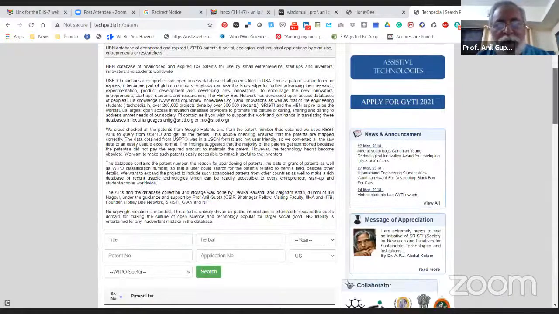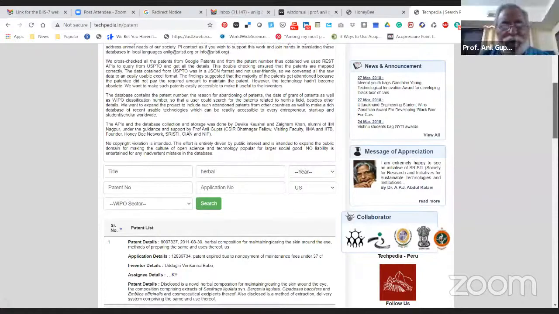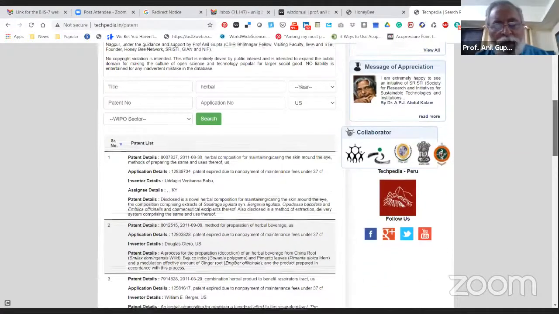Devika and Zaigam, two students from IIM Nagpur, were attending my class at IIM Ahmedabad. After graduation, they had some time on the weekend, and they used this time. So you can now do this; this is also prior art.